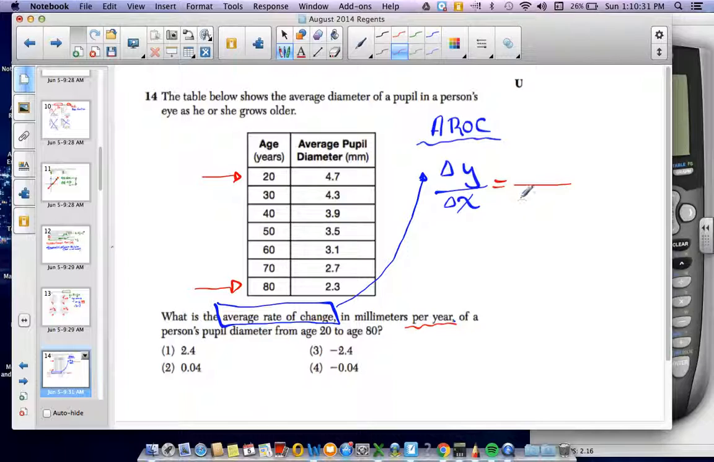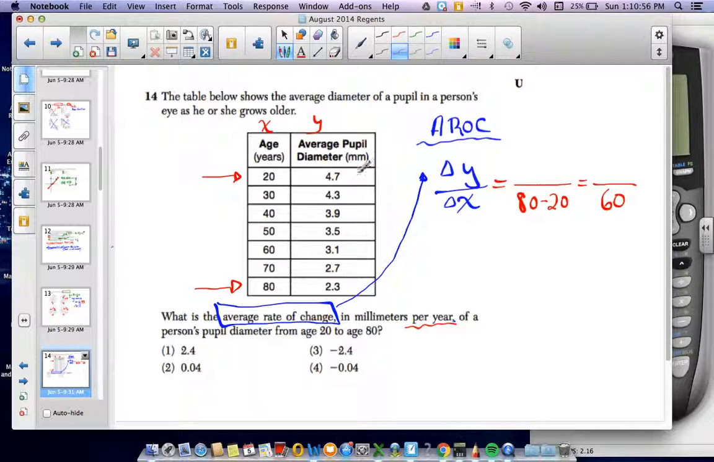So the change there, I'm not just going to write 80. The change is from 80 to 20, or excuse me, 20 to 80. So that would be a change of 60. That's a change in our x values. And again, we're treating age like the x variable here, and pupil diameter, that's what they really want the rate of change of, is our y value.